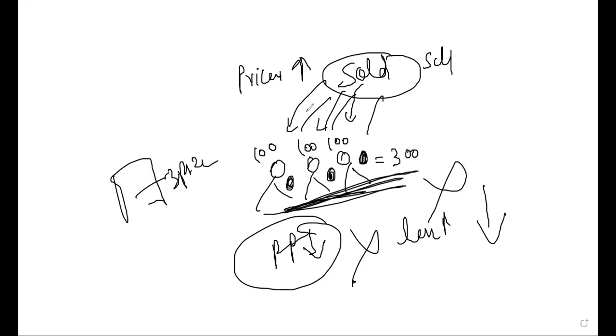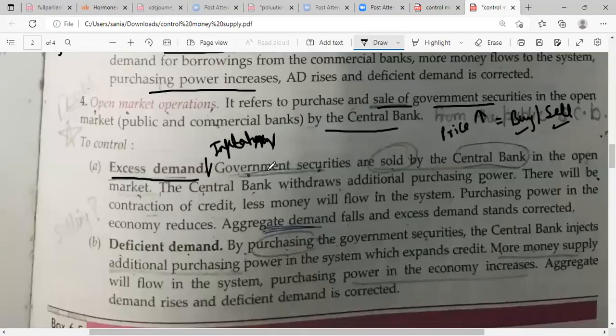Yes, ma'am. Okay. So we will first write this because we are running out of time. First write this. Excess demand. Government securities are sold by the central bank in the open market. The central bank withdraws. Withdraws means I take your purchasing power, right? Because I take your money. With your money, I am taking your purchasing power. So there will be contraction of credit. Nobody will demand it. Why? Because they don't have money right now.